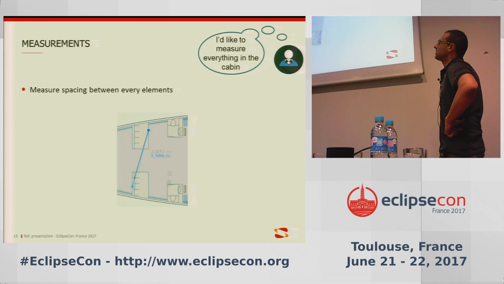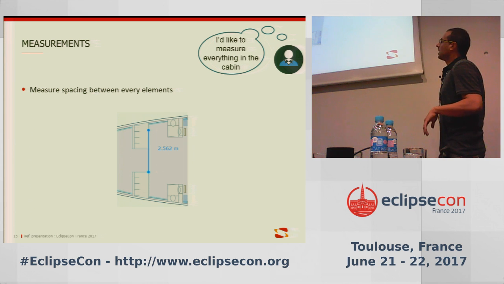Once he has created his measurement, he can drag and drop the extremity of the line to adjust it. And the line also snaps to the corner of the different elements of the aircraft.